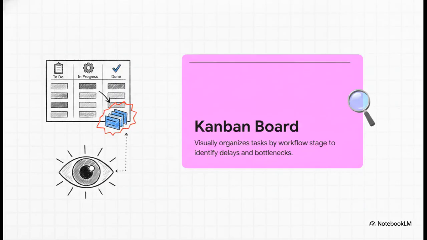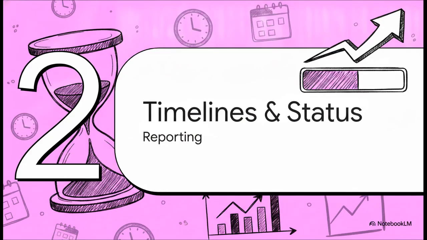You need a Kanban board. A Kanban board visually organizes tasks by workflow stage and helps the team identify delays and bottlenecks. It's a real game changer because it gives you that instant visual clarity on exactly where the work is getting stuck. Section 2, Timelines and Status Reporting. Let's step back and look at the bigger picture.